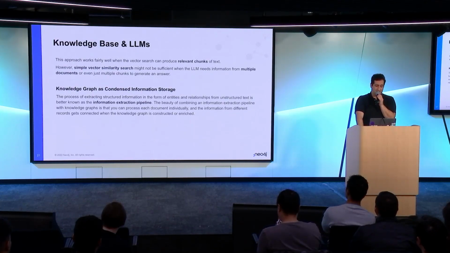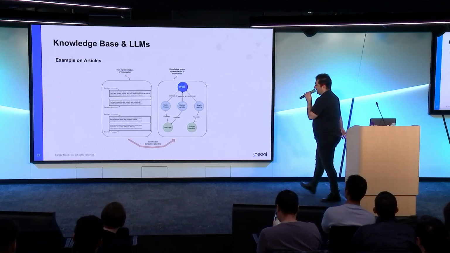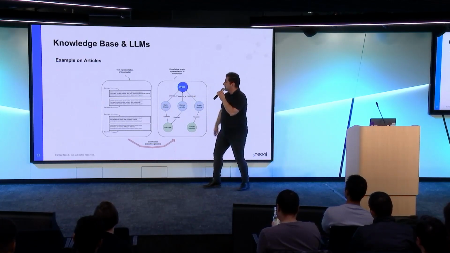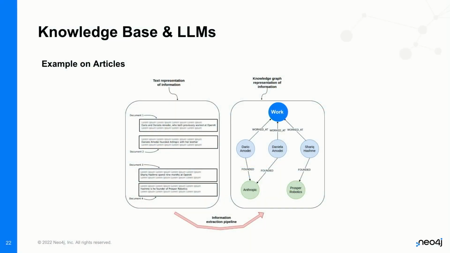A knowledge graph is a condensed information storage. This is an example. Say there are lots of documents, like articles. In the traditional form, you look for information through this, and if this chunk as a vector is close to your question, your answer would be around this, whatever is there. But think about that.